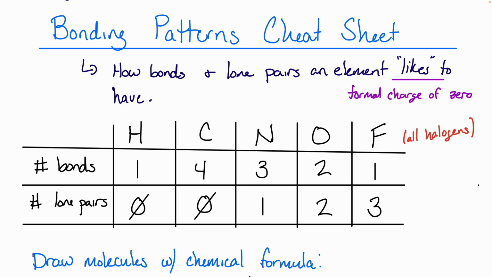And that's all well and good, but it turns out that a lot of interesting chemistry happens because molecules aren't very happy, because they're less stable. So we see a lot of interesting chemistry that occurs because molecules, or rather atoms, have a formal charge. So now what we're going to do, similar to our bonding pattern cheat sheet, is make a few formal charge cheat sheets.